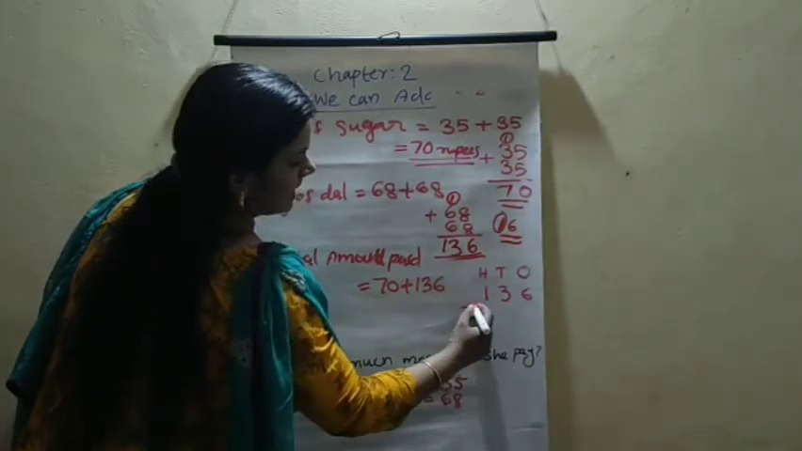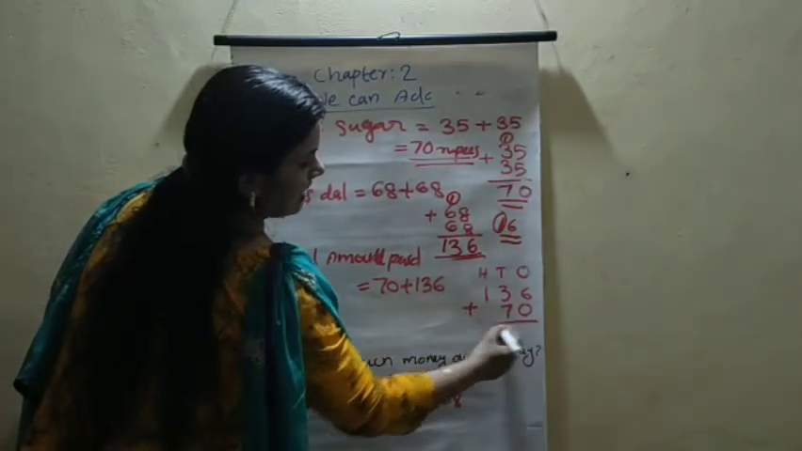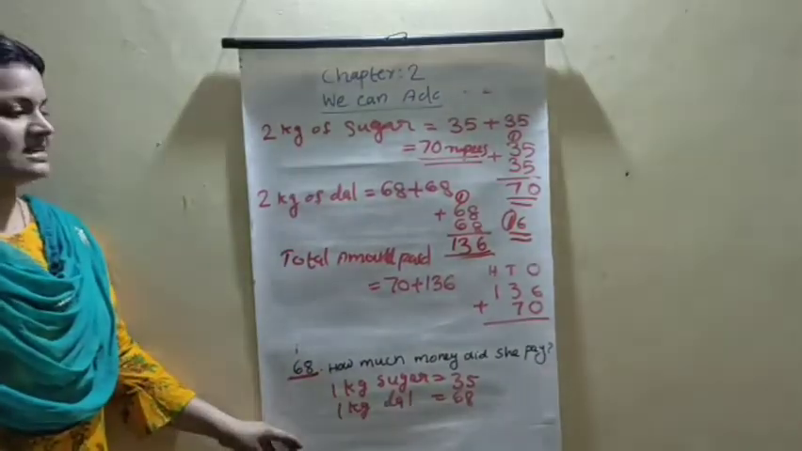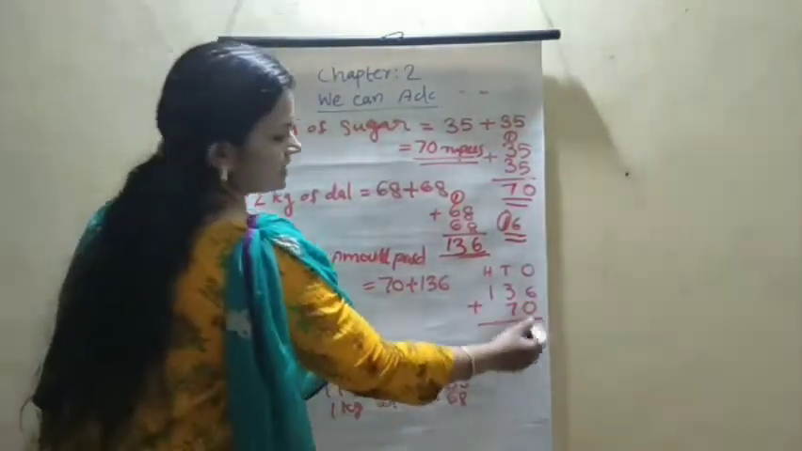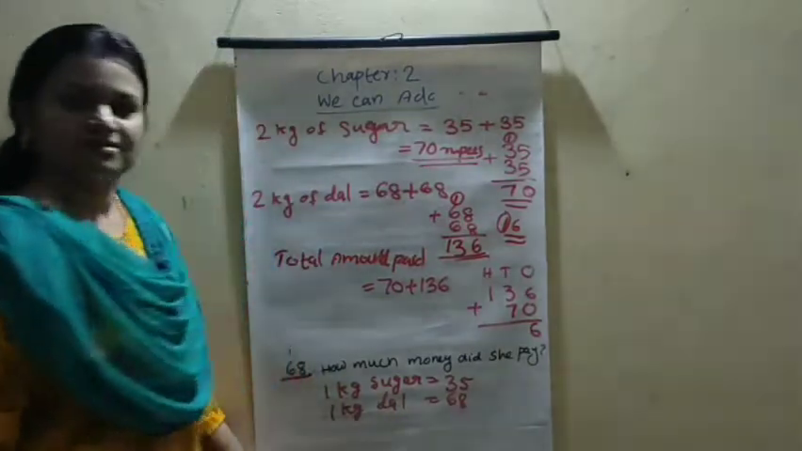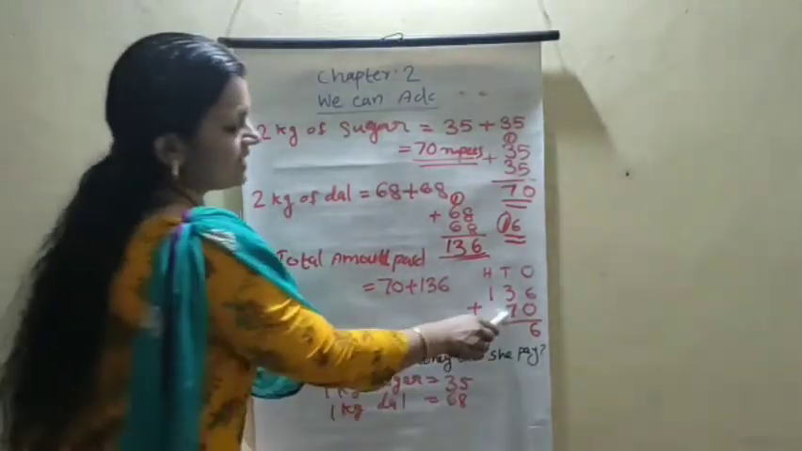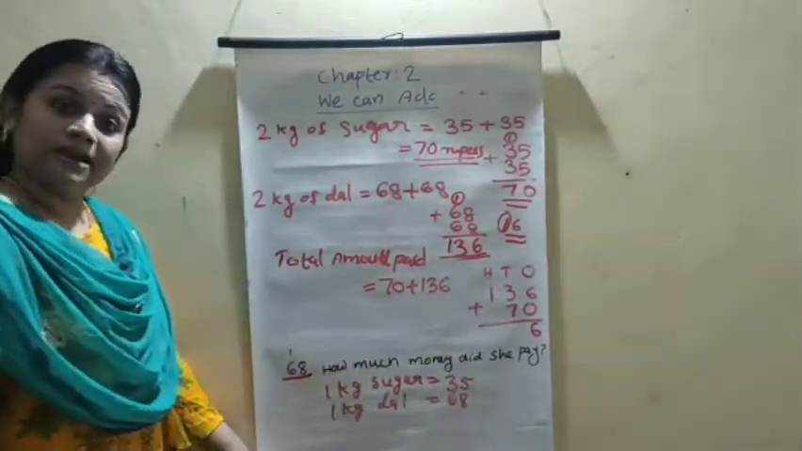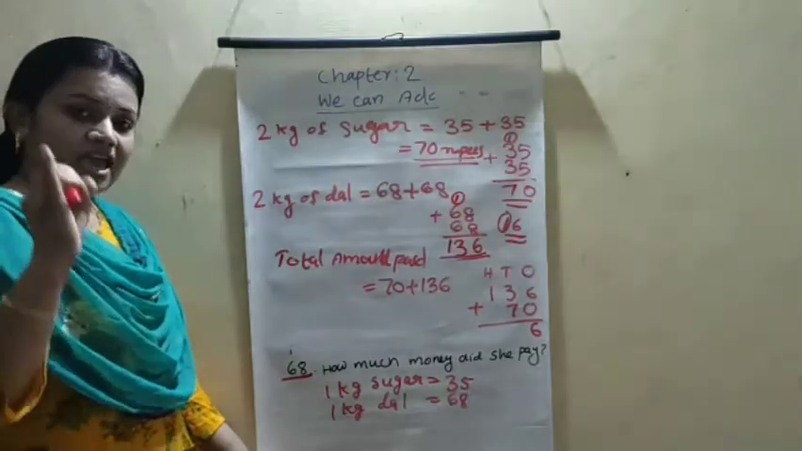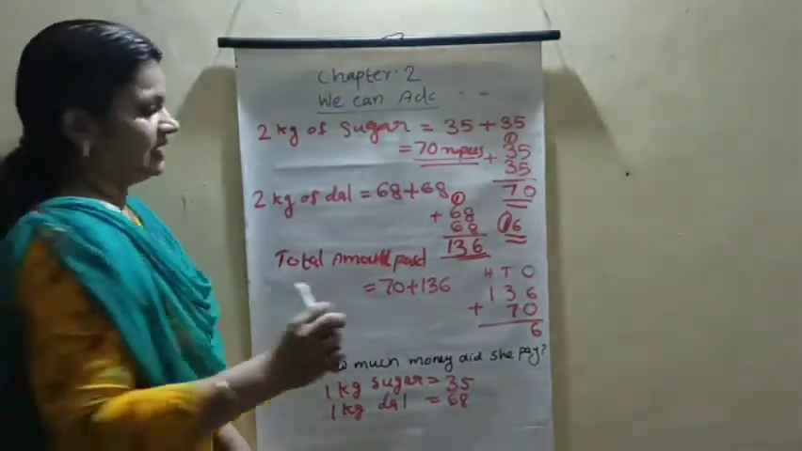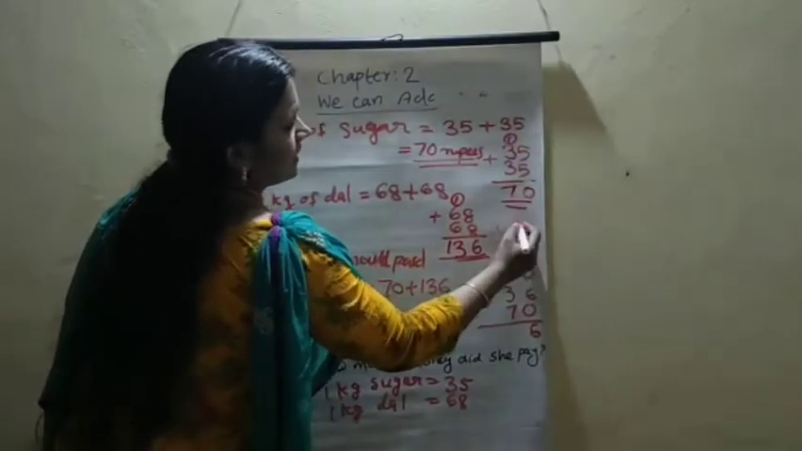136 plus 70. Add starting from the ones place. 6 plus 0 is 6. Is it clear? Then 7 plus 3, what? 7 plus 3: 7, 8, 9, 10. 10. How to write 10?